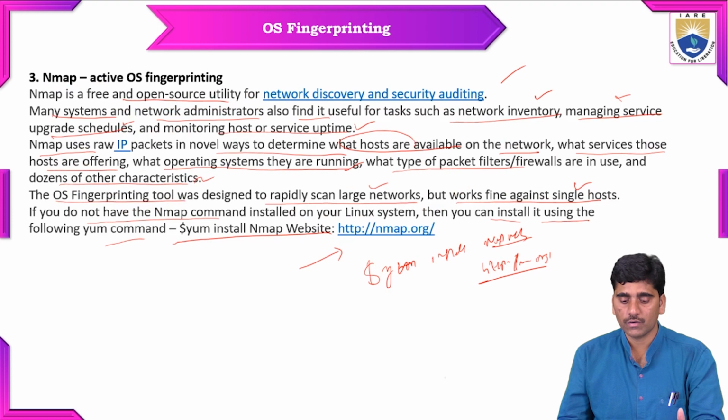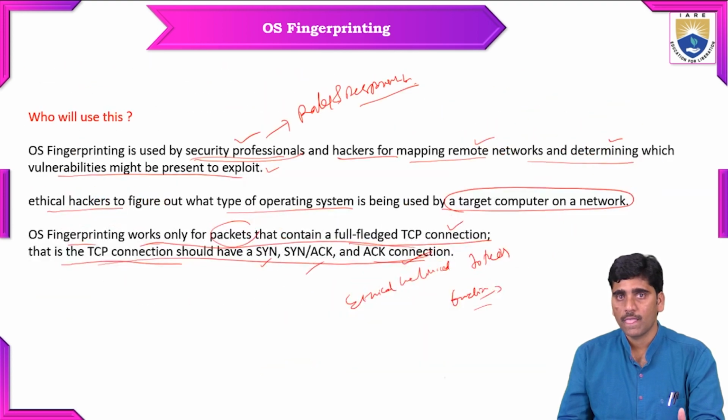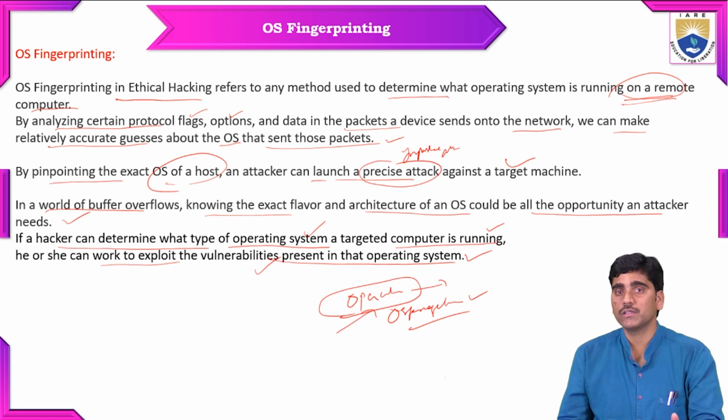So once again we will revise the topic we discussed in this session. First, what is meant by OS fingerprinting? It is a method in ethical hacking, and it refers to the method used to determine what type of operating system is running on a remote computer. By sending some packets, some flags, some options, we are able to find the different types of packets.